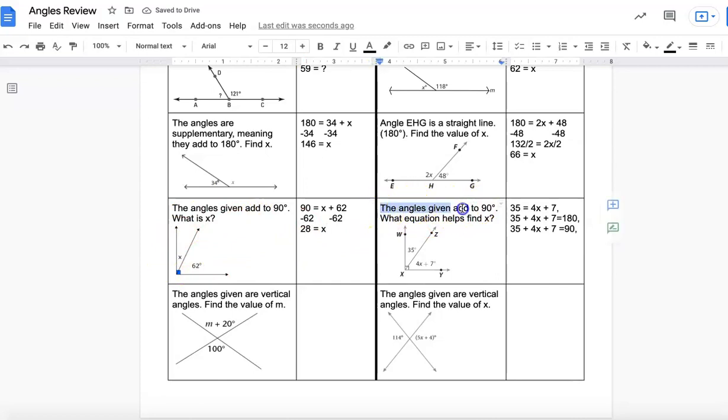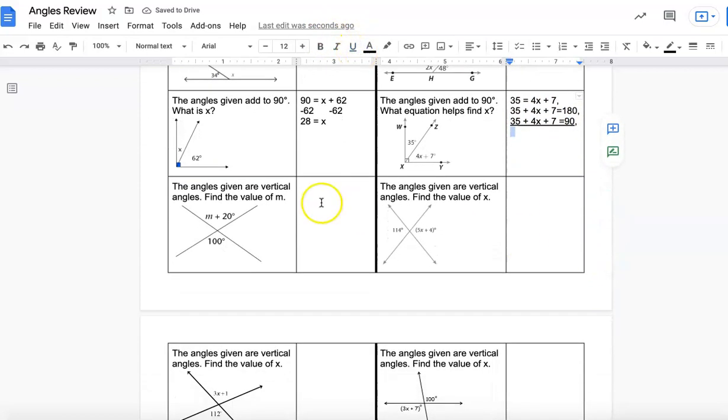So again, the angles given here are added to 90. What equation will help us find X? So it's a different question, but same idea. So I listed 3 equations. You can highlight whichever one you think will be the correct one. So we know that these two angles add together to be 90, right? Because they're a right angle. So 35 plus 4x plus 7, so it has to be one of these two, equals 90. So it is this last one here.